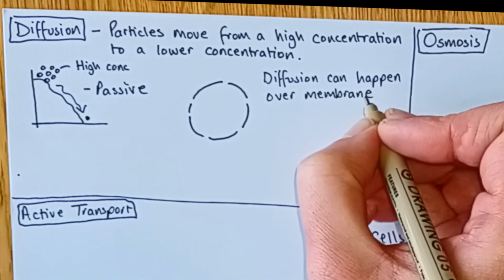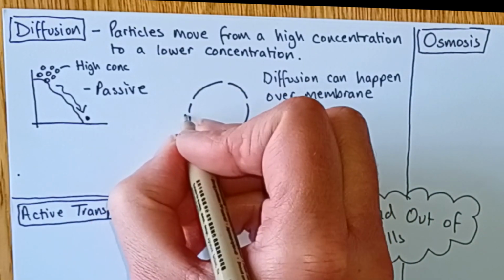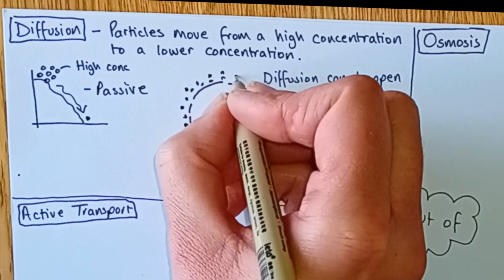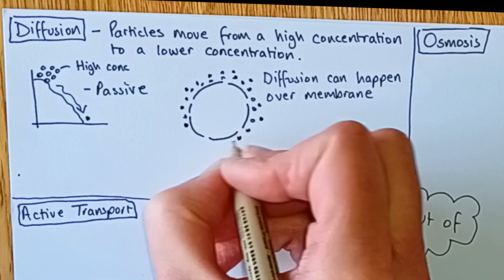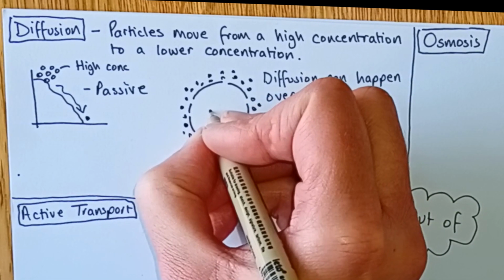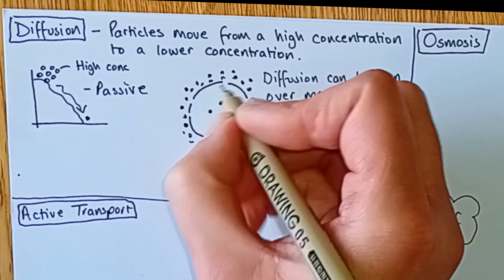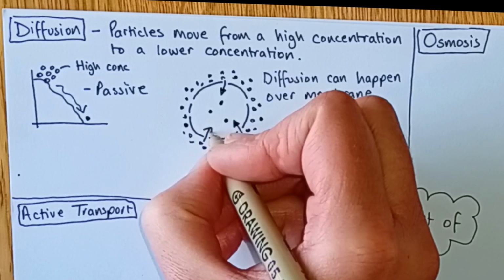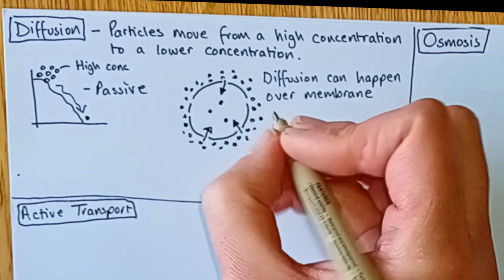It also just happens in air and water, but it can happen over a membrane as well. So here's our cell, and around the outside of the cell, we've got a higher concentration of a substance. Let's pretend this is oxygen, for example. So we've got a high concentration of oxygen on the outside, lots and lots of oxygen, and a lower concentration on the inside. That means without that cell having to do anything at all, some of that oxygen will find its way across the membrane and into the inside. It will go down a concentration gradient.